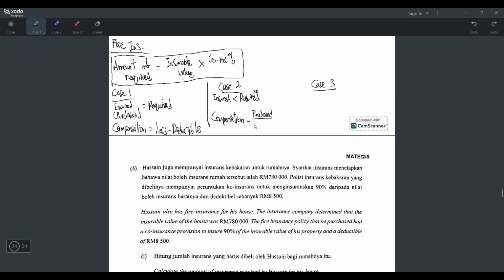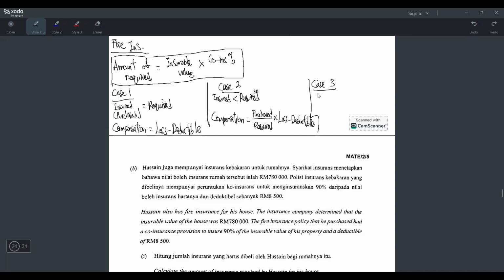The formula to calculate it is you take the amount purchased over the required, right? And since your purchase is less than the required, the top number will be smaller. Then you times with loss minus deductible. So this is the formula you need to memorize.